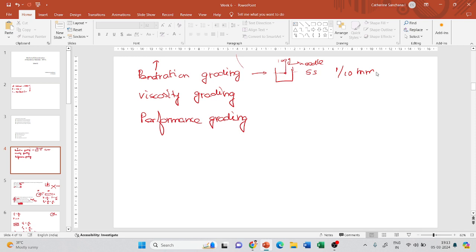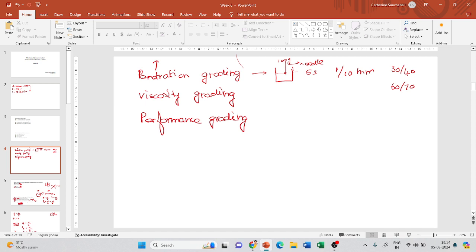So initially they graded bitumen based on this penetration value. They called it the penetration grading, and the grades will be like 30 bar 40, or 60 bar 70, 60 bar 80, like that. It means that the penetration value of that bitumen lies between 30 and 40, or 3 to 4 mm. Likewise, 60 bar 70 means the penetration value lies between 60 and 70.